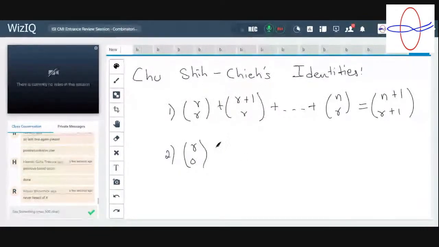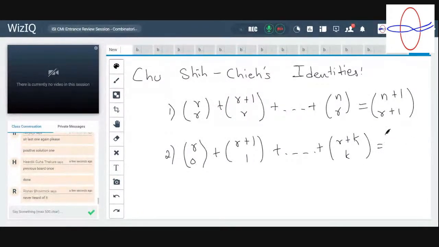You never heard this. R choose 0, R plus 1 choose 1, R plus K choose K. This one is just R plus K plus 1 choose K. And you can observe these from Pascal's triangle. So the way you do it is you take two, you use Pascal's triangle to evaluate, and you keep reiterating till you reach the expression on the RHS. Okay, and it will work that way.